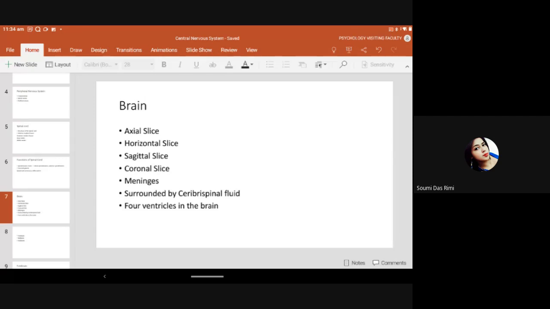So the forebrain consists of the structures of the cerebral cortex, the basal ganglia, the limbic system, the thalamus, and hypothalamus. We will study in detail all the structures and their functions.